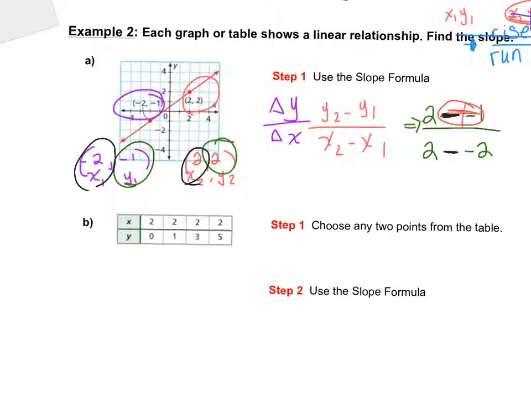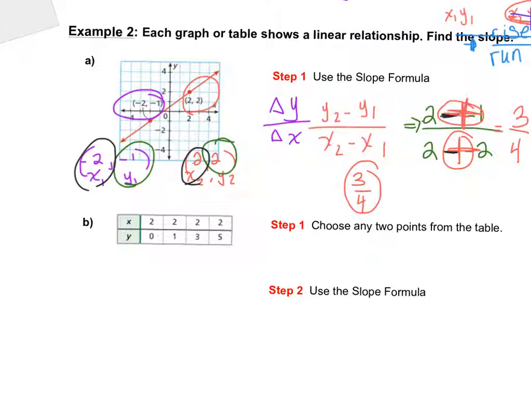Minusing a minus becomes a plus, so the numerator is now 3. And same thing here, plus 4. So the slope is 3 over 4.